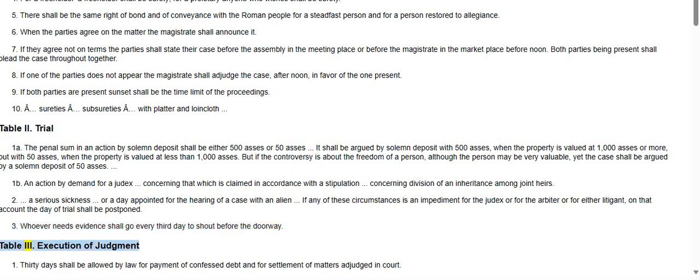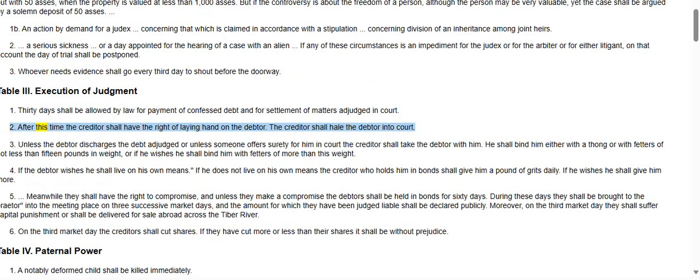Table 3. Execution of Judgment. 1. 30 days shall be allowed by law for payment of confessed debt and for settlement of matters adjudged in court. 2. After this time, the creditor shall have the right of laying hand on the debtor. The creditor shall hale the debtor into court. 3. Unless the debtor discharges the debt adjudged or unless someone offers surety for him in court, the creditor shall take the debtor with him.